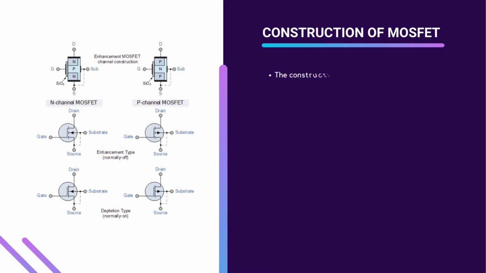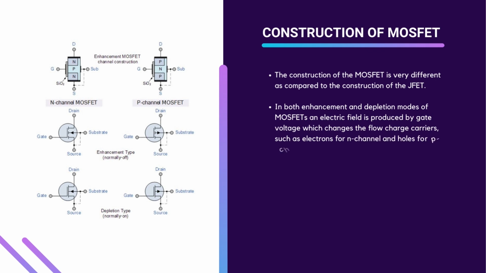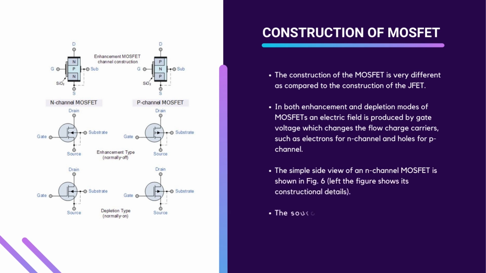So these are the symbols for the enhancement type NMOS and enhancement type PMOS, and then the depletion type NMOS and depletion type PMOS. The construction of a MOSFET is very different compared to the construction of a junction field effect transistor. In both enhancement and depletion mode of a MOSFET, an electric field is produced by the gate voltage, which changes the flow of charge carriers, such as electrons for N channel and holes for P channel.